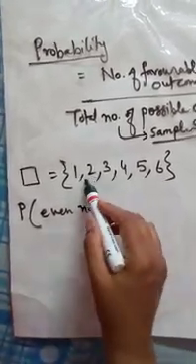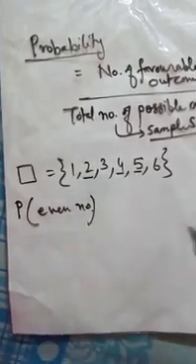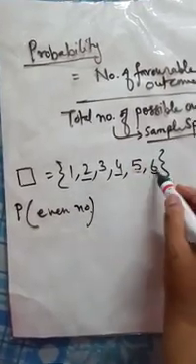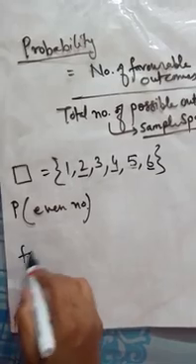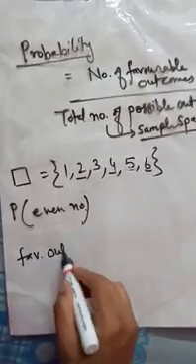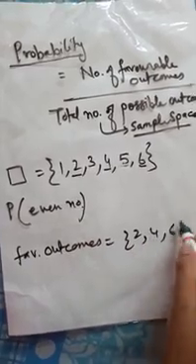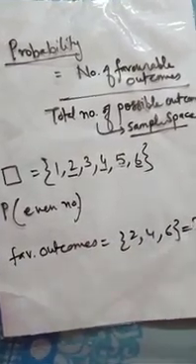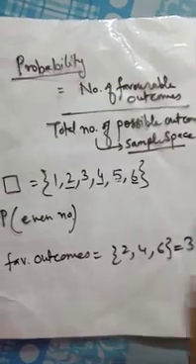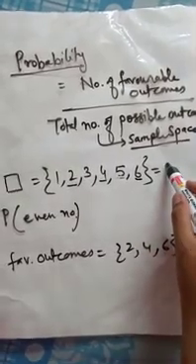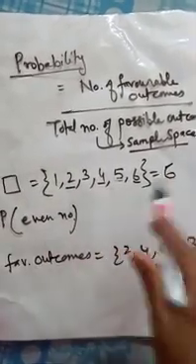Now we have to choose the even numbers. The even numbers are 2, 4 and 6. So if somebody asks me what are favorable outcomes, the favorable outcomes are 2, 4 and 6. So how many outcomes are there? There are 3 outcomes. And what are the total possible outcomes? The total possible outcomes are 6: 1, 2, 3, 4, 5, 6.